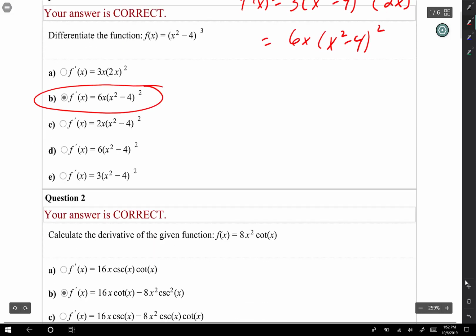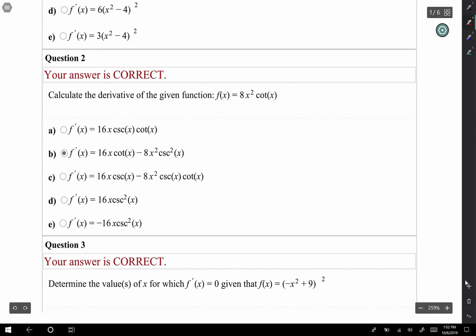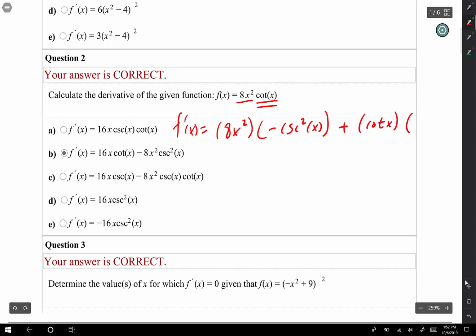All right, let's go to the next one. It is the same thing, guys. Calculate the derivative. We got to do product rule. So f prime of x is equal to first times the derivative of the second. The derivative of tan is secant squared. The derivative of cotangent is negative cosecant squared. So negative cosecant squared of x plus second cotangent x times the derivative of the first. 8 times 2 is 16, so 16x. So let's rewrite this: negative 8x squared cosecant squared x plus 16x cotangent x. And we'll look for that.